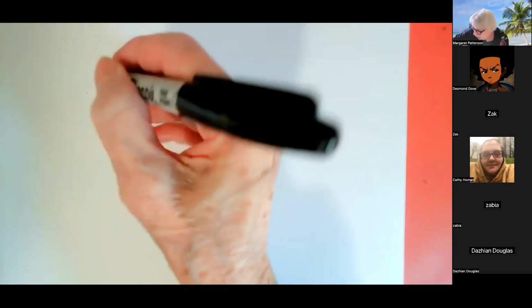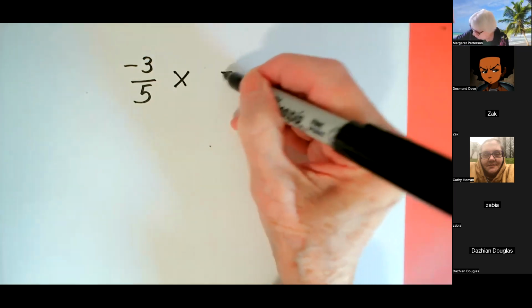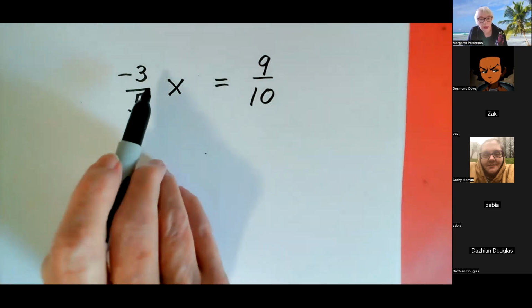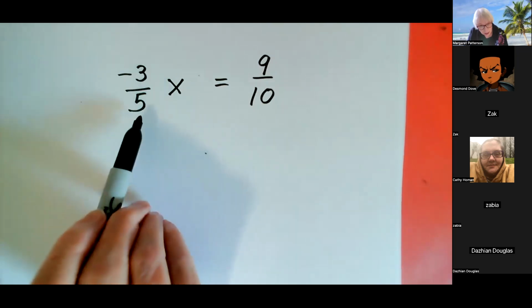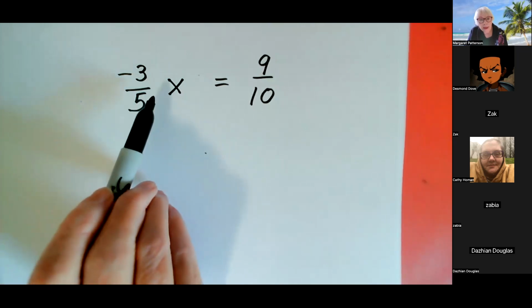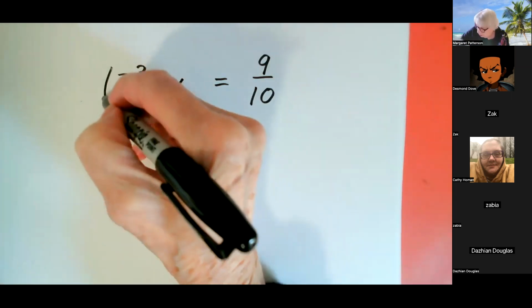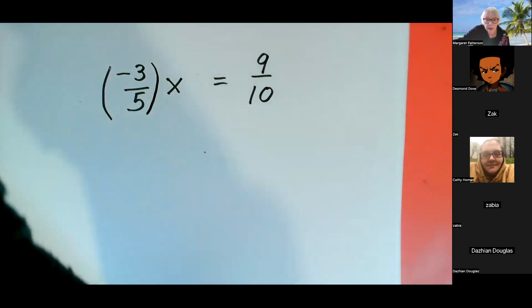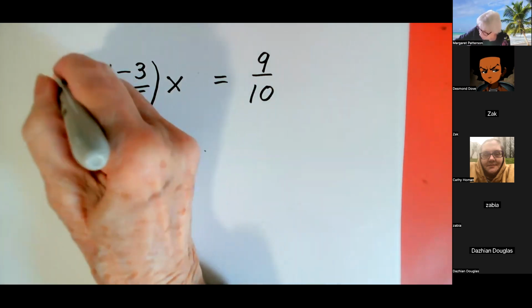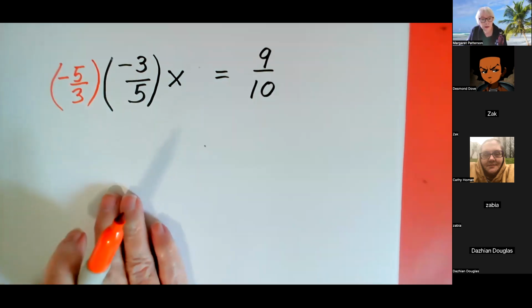Fractions are always a problem. This one here is a fraction multiplied to x. And the simplest way to handle it is to multiply by the reciprocal. So I'm going to take this and I'm going to multiply by the reciprocal. Now, the reciprocal of 3 over 5 is 5 over 3, but it's also negative.